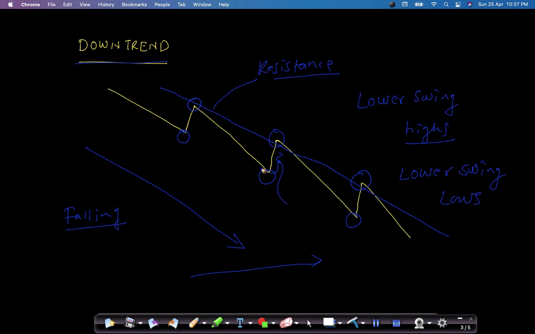Now when we are in the downtrend, we search for the opportunity to sell, and this is the correct place to sell, at the resistance line, right? So in the downtrending market, we search for opportunities to sell. So this is called a downtrending market.